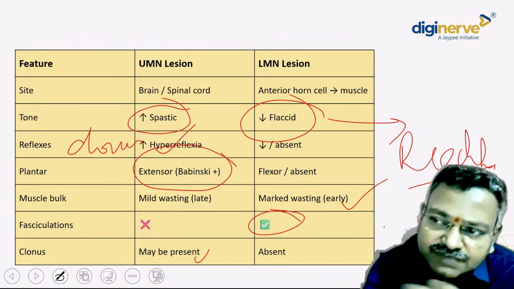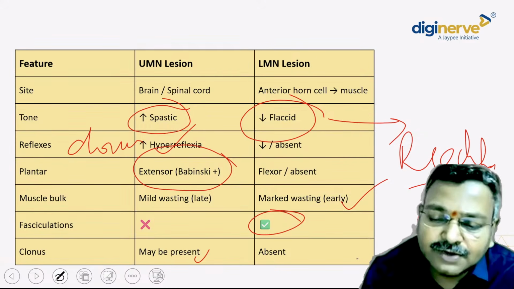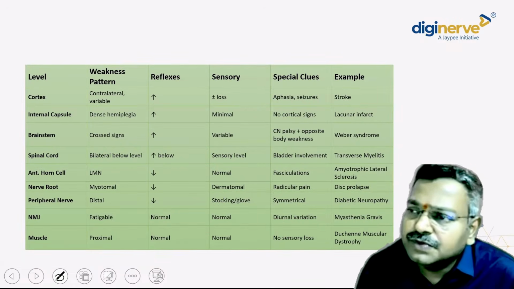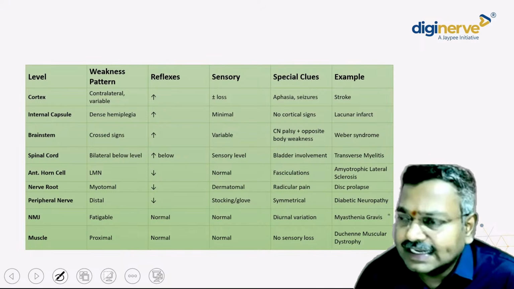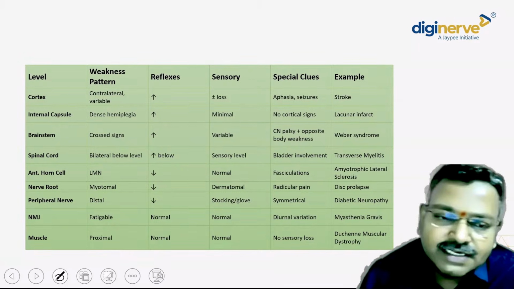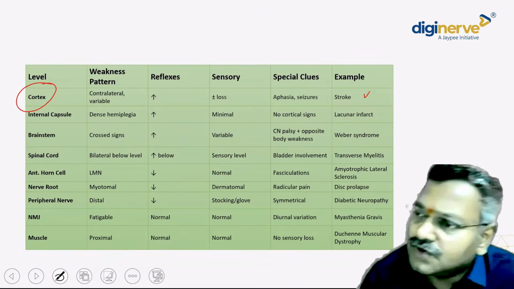Based on these findings, you can say whether it is a UMN or an LMN, and then you can localize the site of lesion. Let's go on to the overview of the various sites of lesions. If you look at cortical lesions, it is always a UMN disease. The common disease that involves the cortex, for example, is stroke.